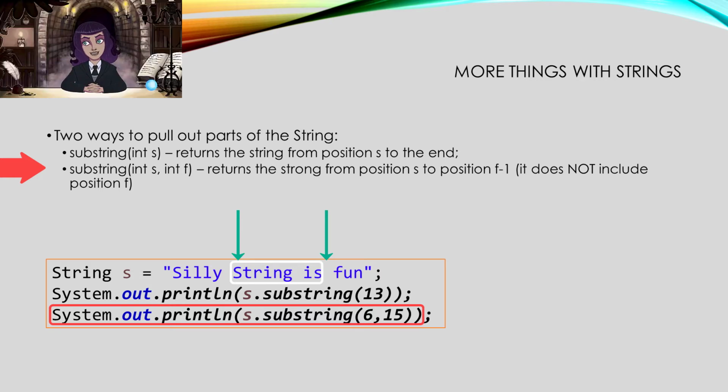It feels pretty weird that it doesn't give you the character in position F. This is one of those oddities that comes from thinking about things starting from 0. One way that helps me remember this strangeness is that if you subtract the first parameter from the second parameter, it will tell you how many characters you're going to get. So in this case, 15 minus 6 is 9. So the result has 9 characters.